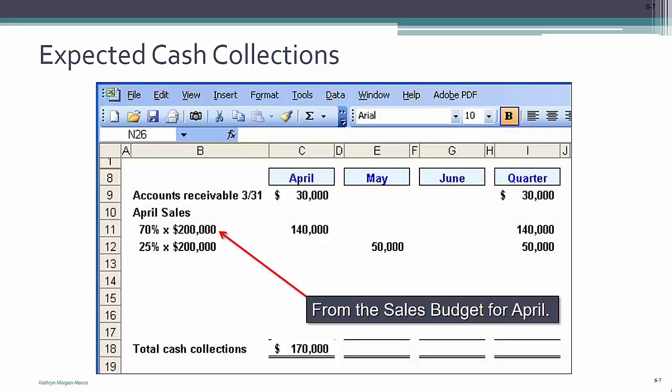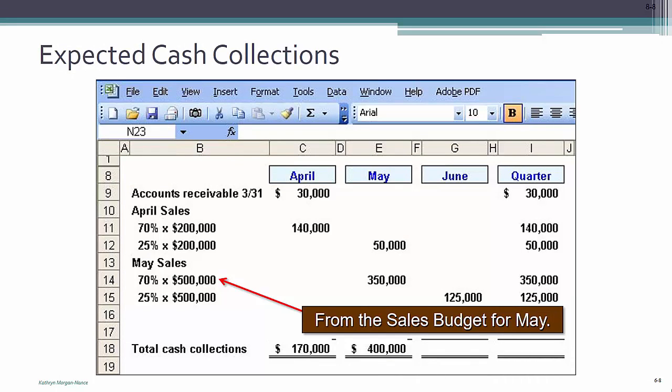The third step is to calculate the May credit sales that will be collected during each month of the quarter. We do this just like we did April. We will collect $350,000, that's $500,000 times 70%, in the month of May, and an additional 25% of the $500,000 will be collected in June. Remember, 5% of May sales will prove to be uncollectible. Can you complete the final month of June to get the total expected cash collections for the quarter?